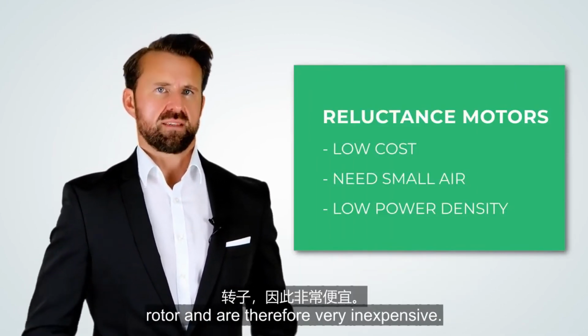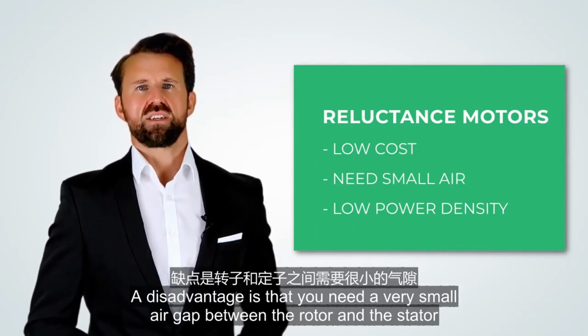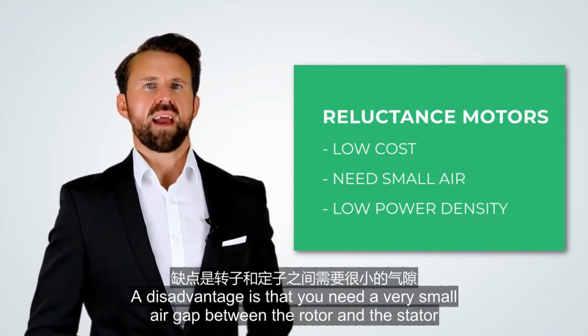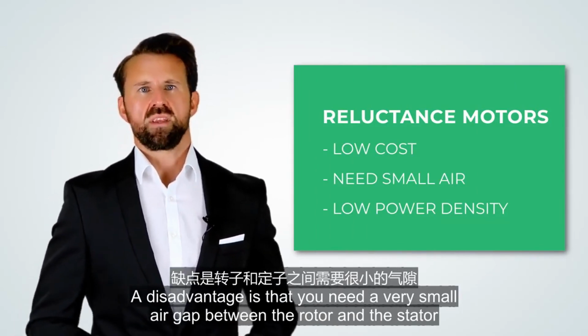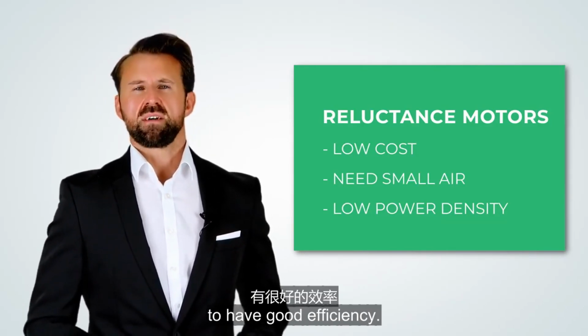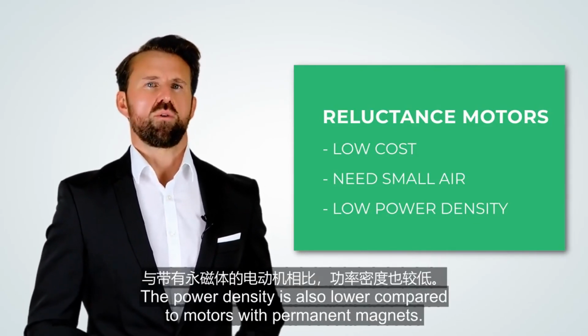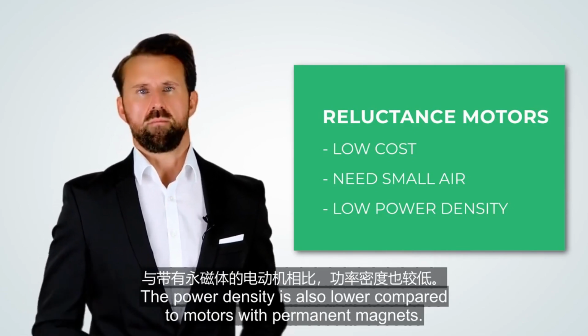The main advantage of reluctance motors is that they have no magnets or windings in the rotor and are therefore very inexpensive. A disadvantage is that you need a very small air gap between the rotor and the stator to have a good efficiency. The power density is also lower compared to motors with permanent magnets.